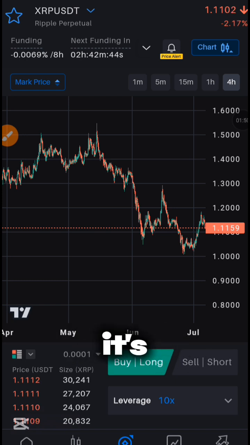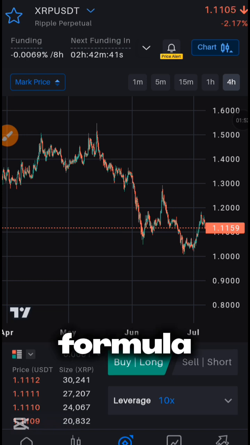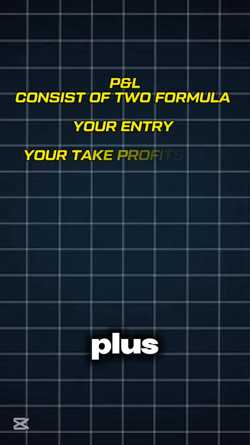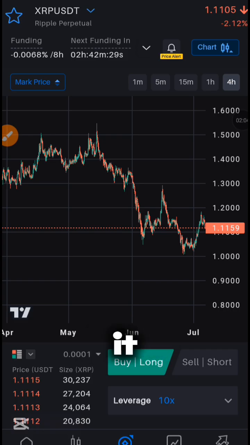P&L is not random. It follows a simple formula. Now here is the formula that P&L follows. P&L equals the difference between entry price and exit price, multiplied by position size. Let's make it simple. If you go long, you make money when price goes up. You lose money when price goes down, if you bet that it's going to go up and the price goes down. If you go short, you make money when price goes down, and you will lose money if price goes up when you're betting that price will go down.